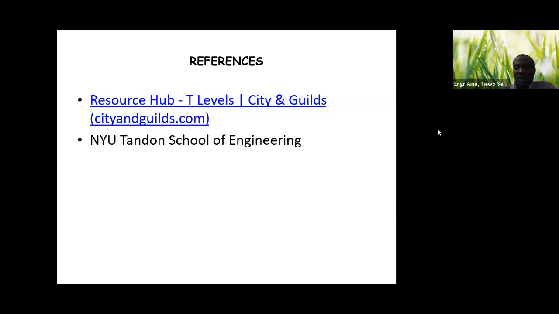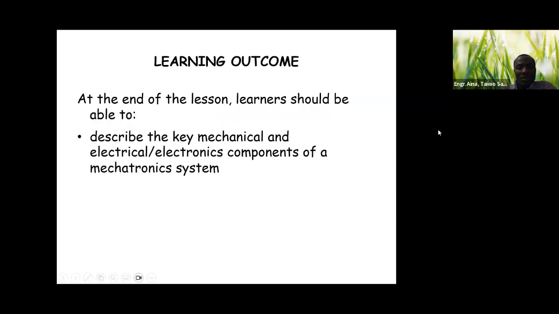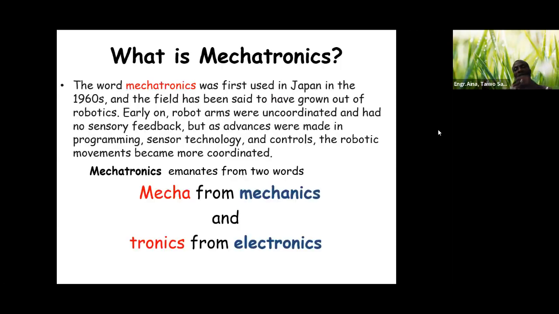Now let's take a look at mechatronics learning outcome. At the end of this lesson, learners should be able to describe the key mechanical and electrical electronics components of a mechatronics system. Now, let's take a look at the word mechatronics.